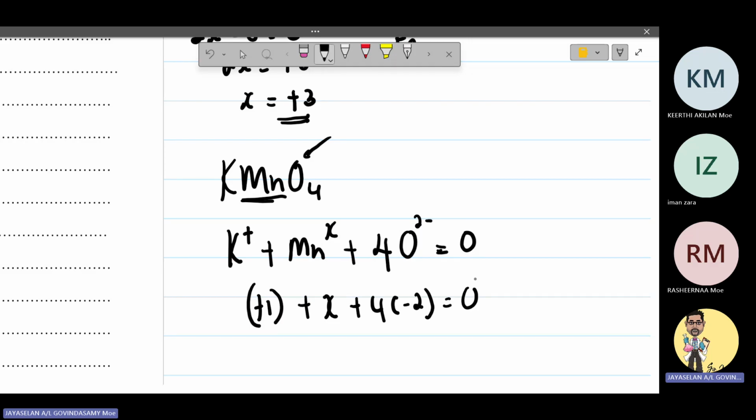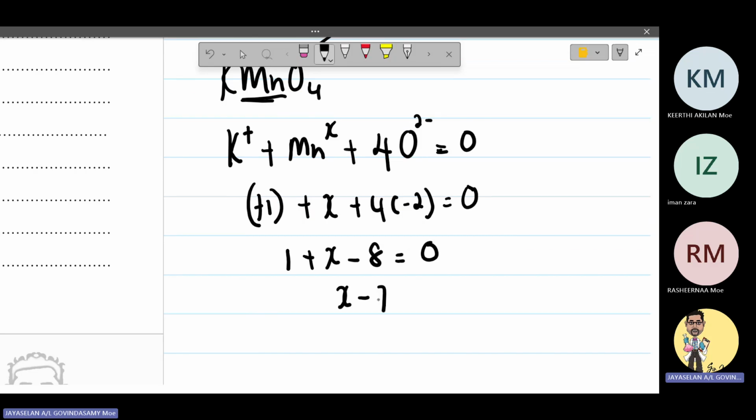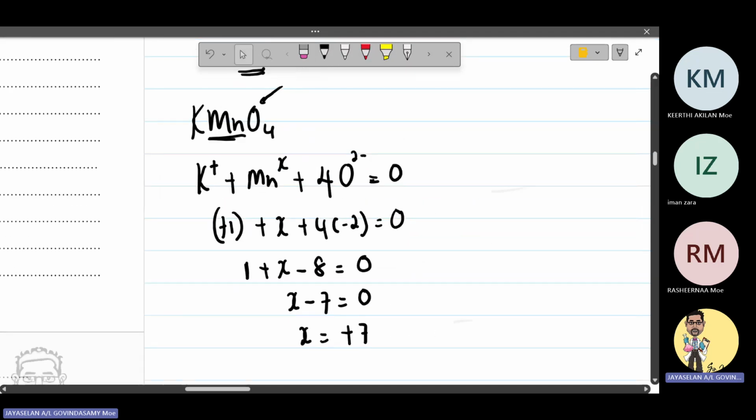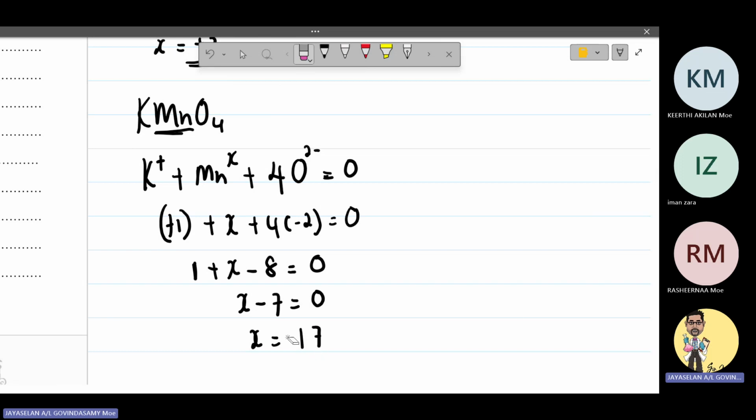Do you understand so far? Now what do you all do? 1 plus X minus 8 equals 0. X minus 7 equals 0. This is simple mathematics. X will be positive 7. You already score another mark. You must put the positive symbol. Don't do it like this. Please don't waste your marks. Make sure you all get full marks. Otherwise you will feel stressed. Always talk to yourself: I must put the positive and negative symbol.